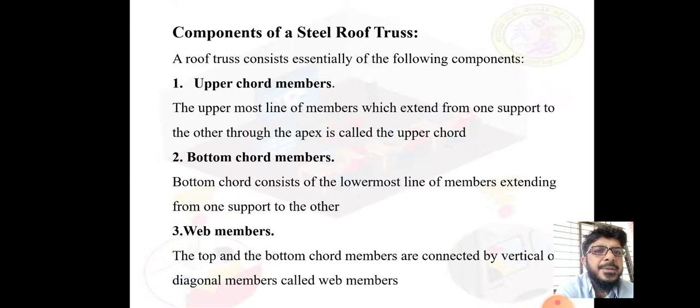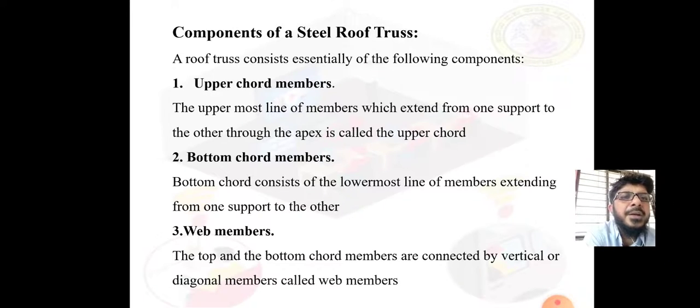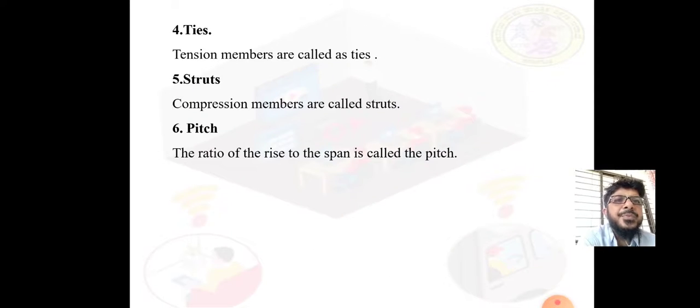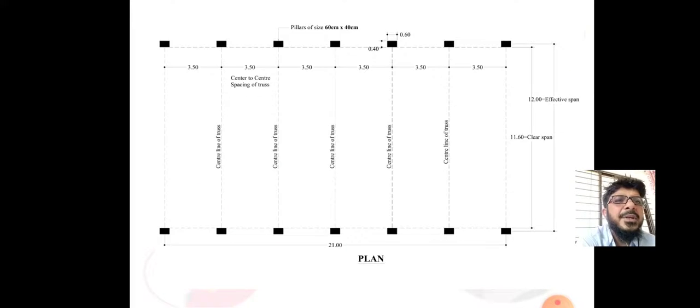Third one, web members. The top and bottom chord members are connected by vertical or diagonal members called web members. Next, ties, which are tension members. Tension members are called ties. Next, struts: compression members in a truss are called struts. And pitch: the ratio of the rise to the span is called the pitch. These are some of the components of the truss.